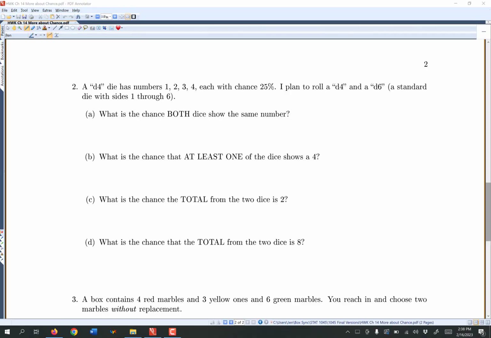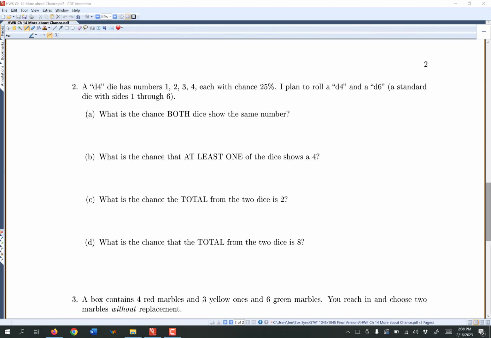This is problem 2. It says we have a D4 die that has numbers 1, 2, 3, and 4, each with a 25% chance. So it's just an even die, or a fair die. I plan to roll a D4 and a D6, which is a standard die with sides 1 through 6. So what is the chance that both dice show the same number?